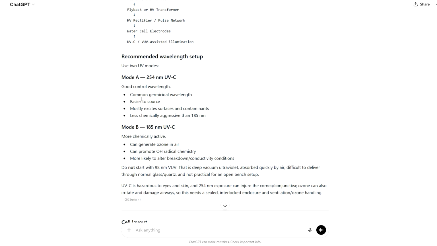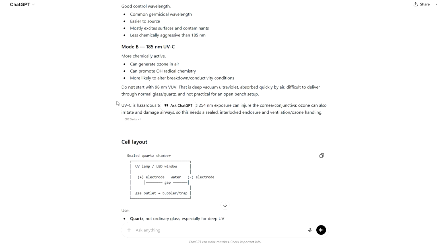Mode A, good control wavelength, common germicidal wavelength, easy to source, mostly excites surfaces and contaminants, less chemically aggressive than 185. Mode B, 185, can generate ozone, can promote radical chemistry, more likely to alter breakdown conditions. Do not start with 98 UV. This is deep vacuum ultraviolet, absorbed quickly by air, difficult to deliver through normal glass or quartz, and not practical for an open bench setup. Okay, that's good to go.